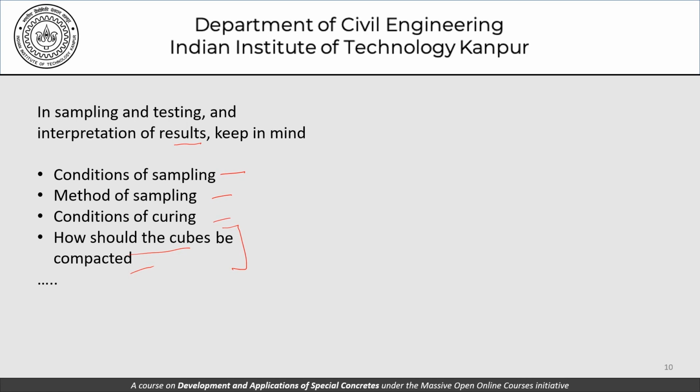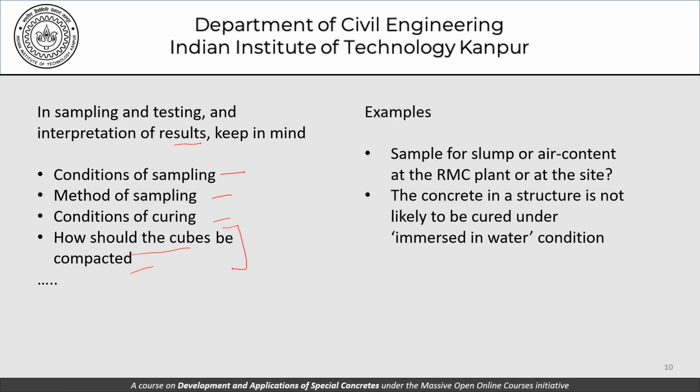Simple questions like sampling for slump or air content should be at the RMC plant or at the site. As far as 456 is concerned, for air it was very clear that it should be at the site of construction. Similarly, you can have a specification that even at the plant it should be such and such.